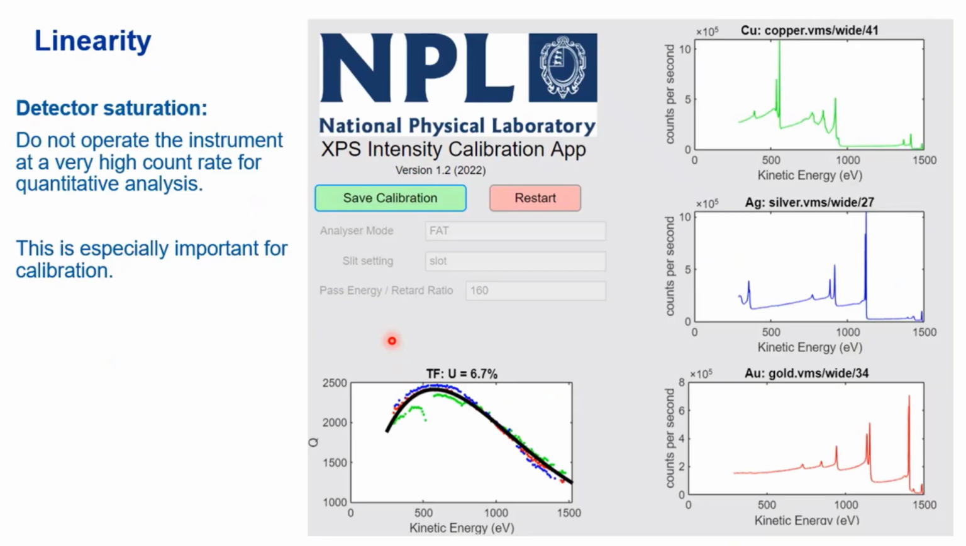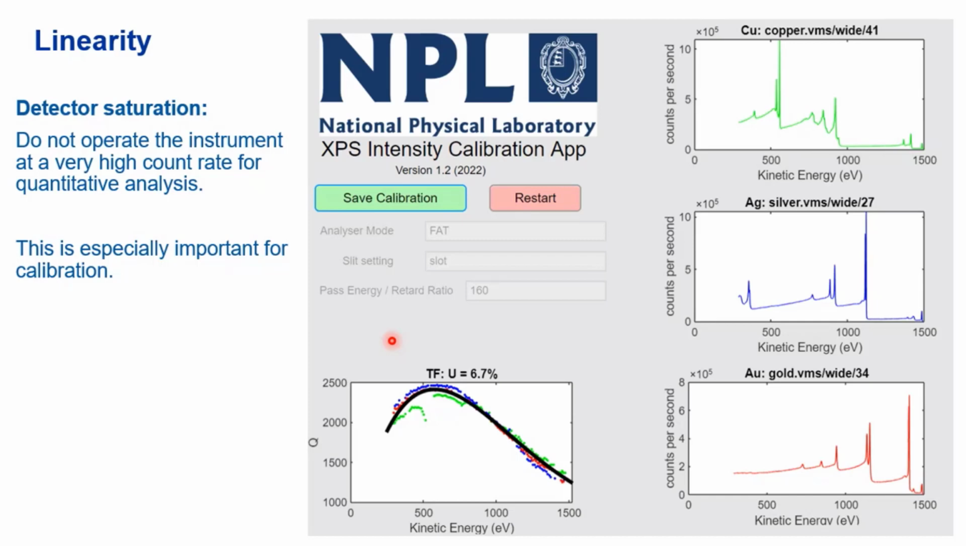Okay, so the other thing that you should be particularly careful of, particularly if you're calibrating an instrument, is saturating the detector. These really efficient instruments that we've now got can really collect all the electrons and throw them onto the detector. They're quite capable, even in routine operation, of completely swamping the detector and making it nonlinear.